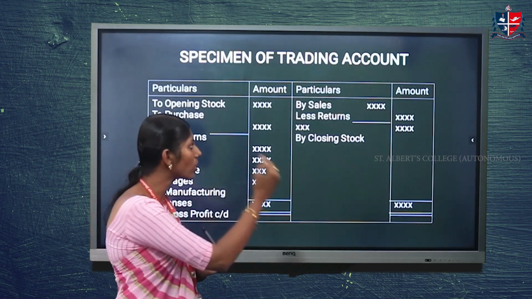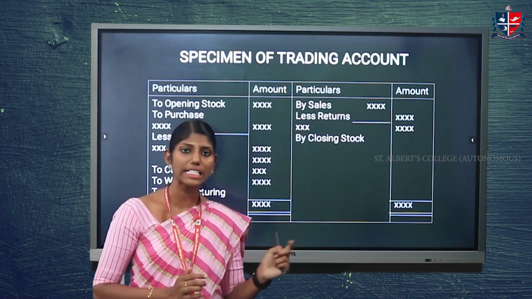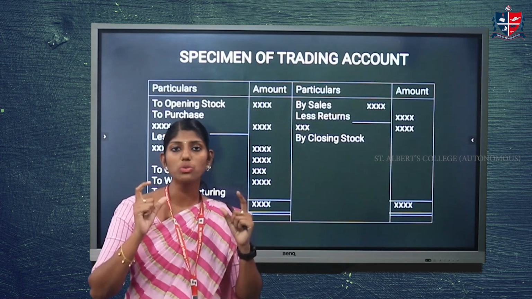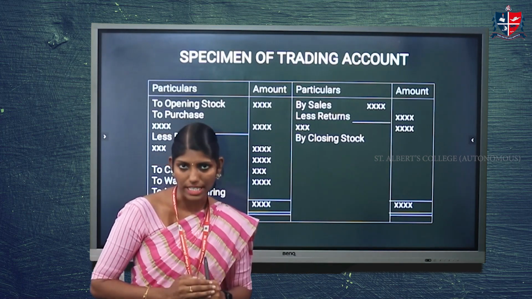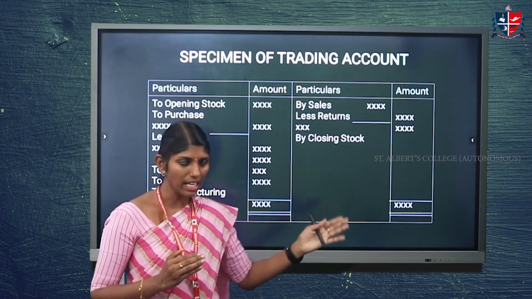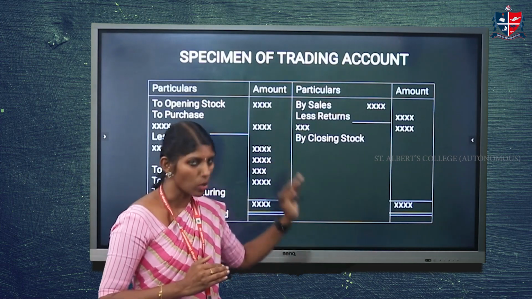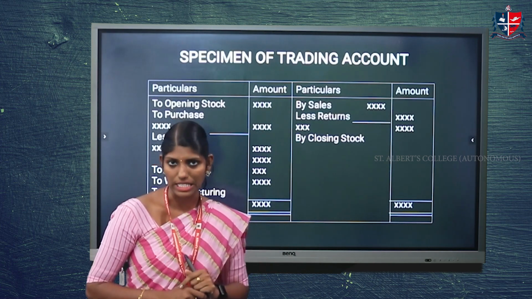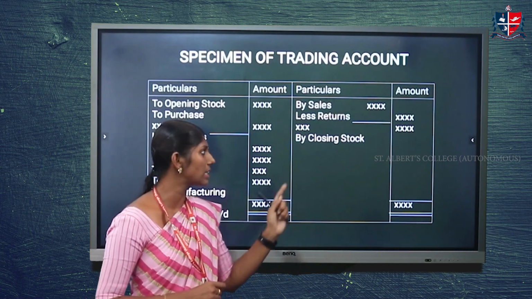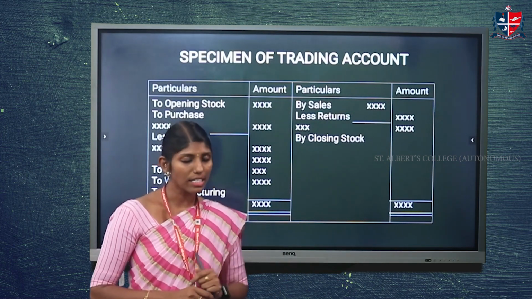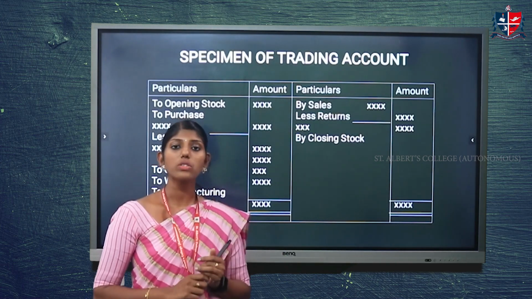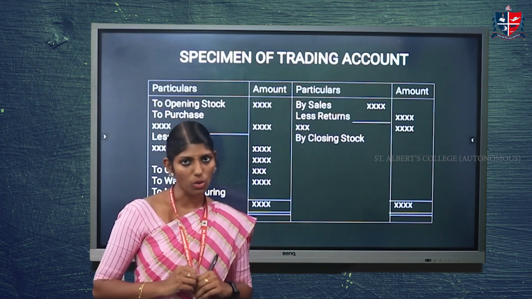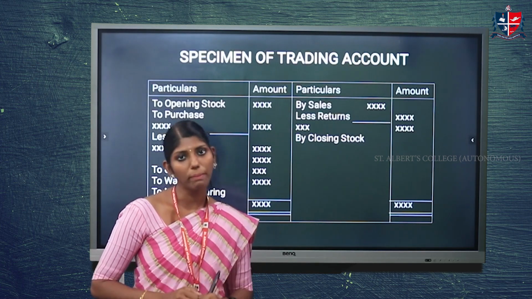After that, we have to come to the credit side, that is the right hand side of the trading account. On the right hand side, we write sales as the first item. Sales is the total sales, and after writing the total sales, we have to deduct the sales returns from sales. The balance figure should be written in the outer column. The last item is closing stock. Closing stock is the amount and value of goods remaining unsold at the end of an accounting period.